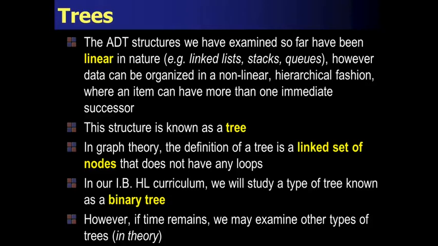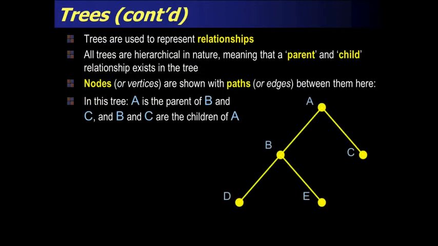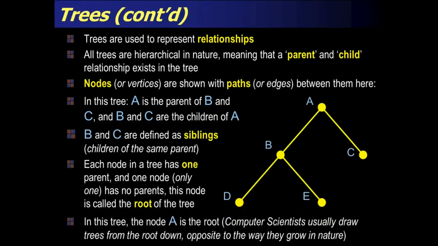So in your IB curriculum, the type of tree you need to know is known as the binary tree. We will look in theory at some more complex trees beyond the binary tree, but that's the one you need to know. And I'll show you again, we looked a little bit at the curriculum last week. So trees represent relationships. Some of the other terms you're going to hear are parent and child. So for example, A is the parent of nodes B and C. That's pretty simple. Node D is the child of node B, right? D is the child of B.